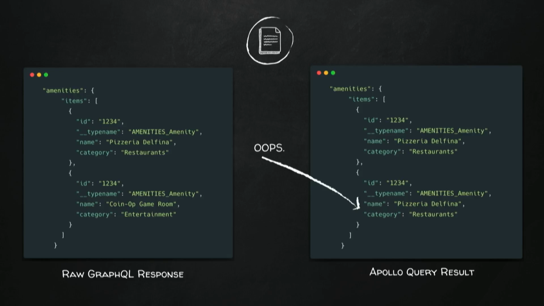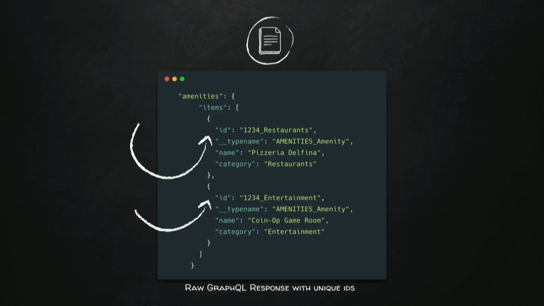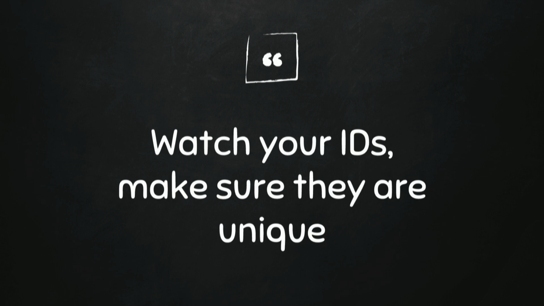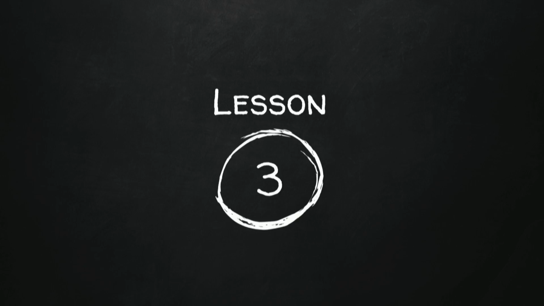Look at that. So this was a mistake we made on our end, and we fixed it quickly by appending the category to the ID, and what this did was make the ID unique again. So watch your IDs carefully. Another thing that you could have done would be to force fetch this query, but if you're not using the caching that Apollo gives you for free, then maybe there's something wrong in the way you're requesting your data. So that's lesson number 2.